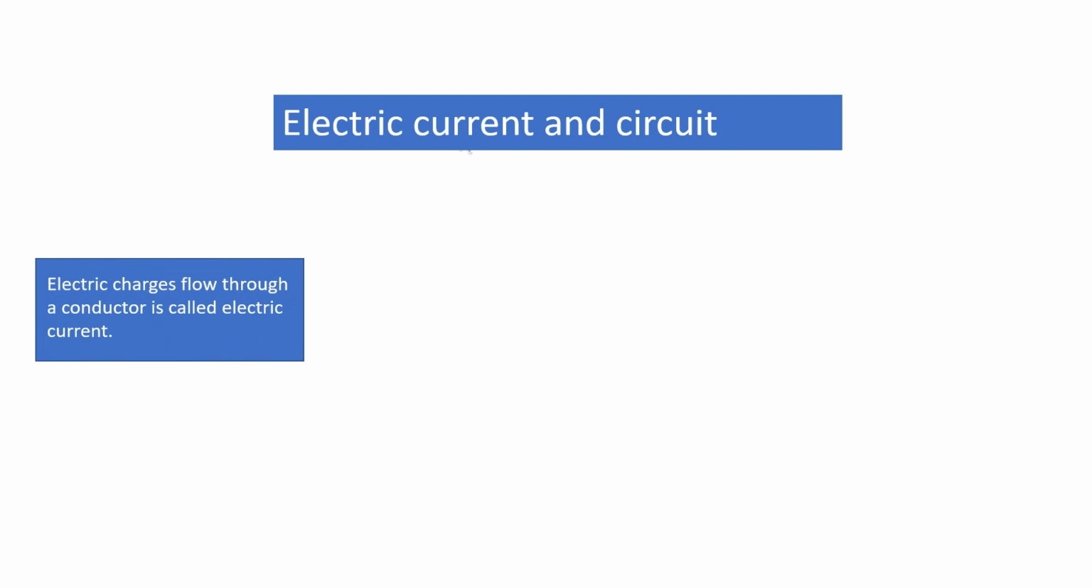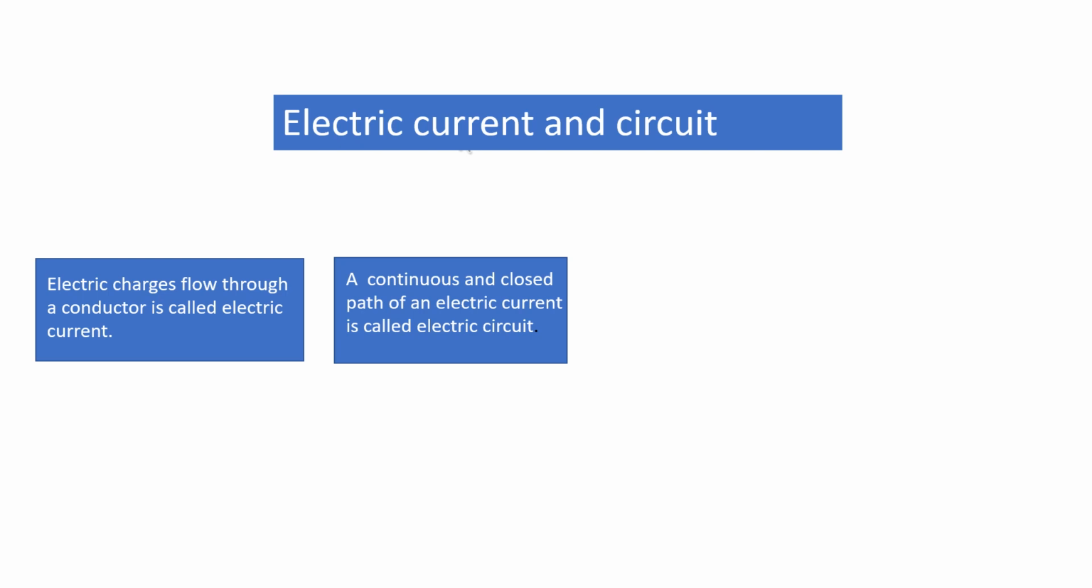We're discussing electricity, class 10, chapter 11. Let us see what is electric current and what is electric circuit. The charges flowing in a conductor is called electric current. For this electric current to flow, there should be a continuous and closed path.